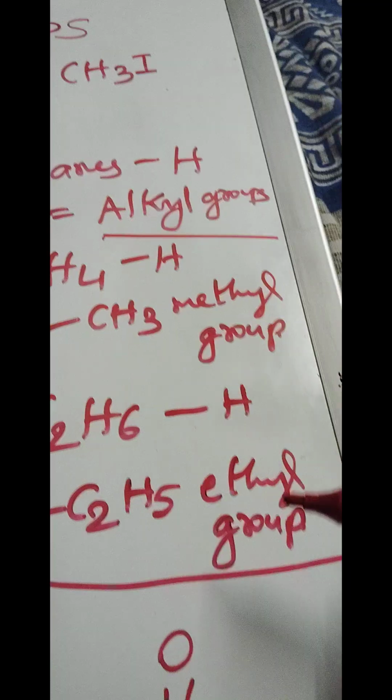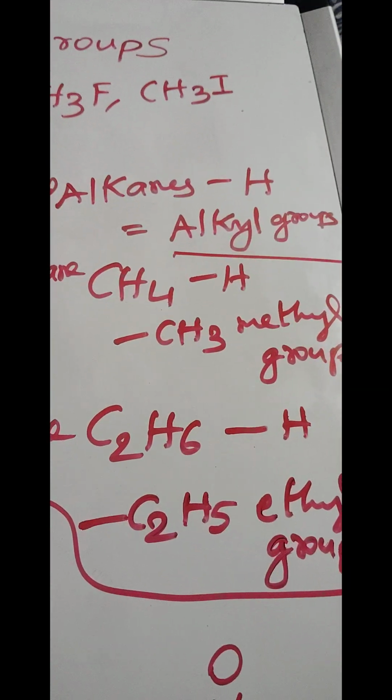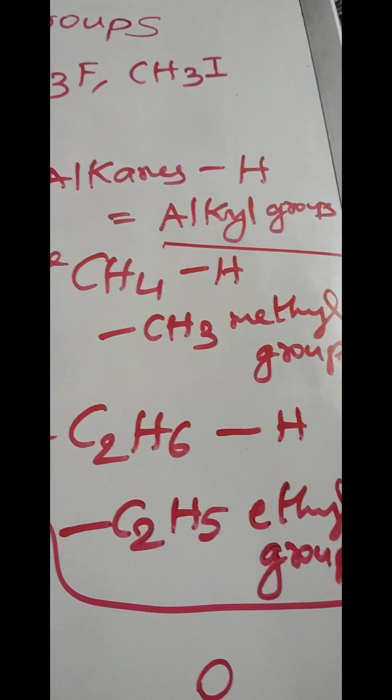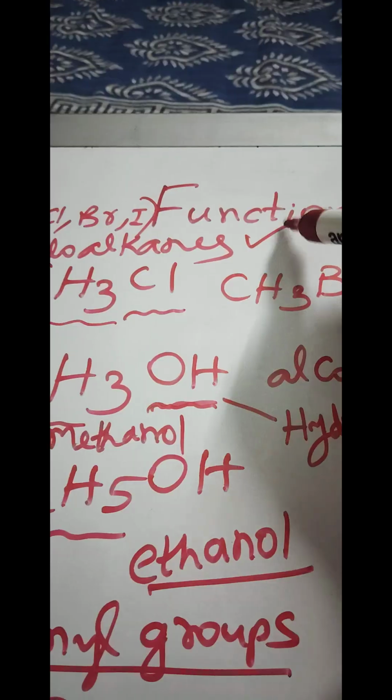Alkyl group is anything like methyl, ethyl, etc. I showed you how the alkyl group comes, right? How does the alkyl group come, children? If you remove hydrogen from alkanes, we get an alkyl group. Okay, so the first variety of functional group I have chosen is haloalkanes.